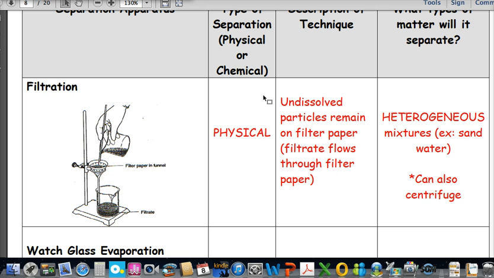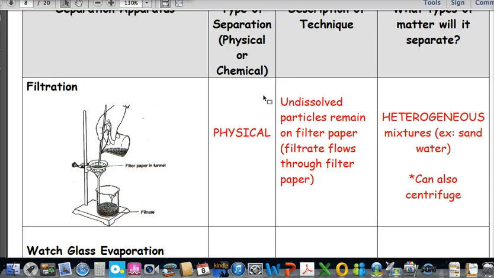The most common one that we do in class, and we'll do a lab on this, is using the process known as filtration to separate the components of a mixture. It is a physical type of separation. It involves no chemical reactions. And generally speaking, filtration is used when you are filtering a heterogeneous mixture.